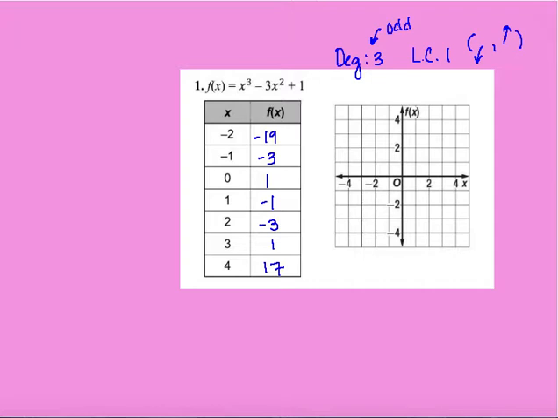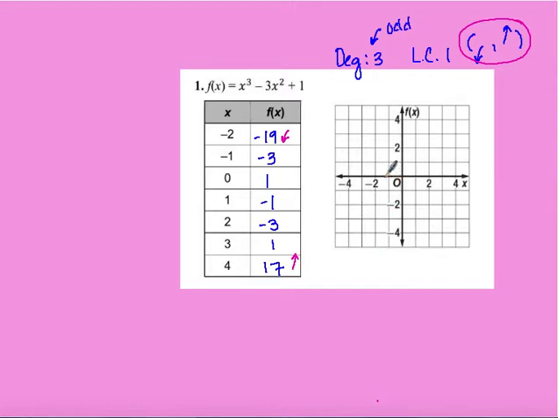What I want you to see here is that at the ends of the graph, the beginning starts at low numbers and the end finishes at high numbers, precisely what I wanted it to do, understanding that end behavior information. Okay, so now I'm going to plot this. How do I plot -2, -19? Well, I know it's going to be way down here somewhere, so I'm just going to approximate that.